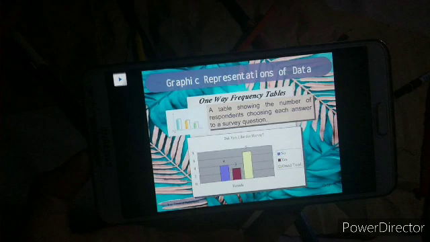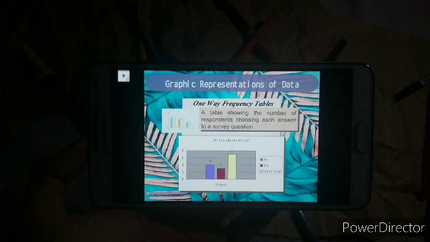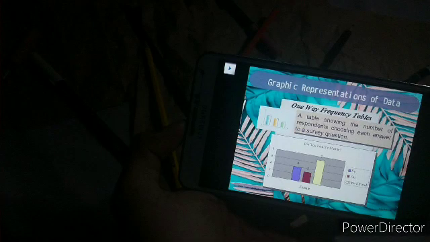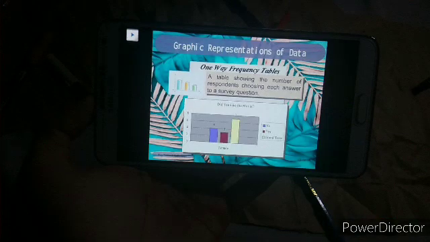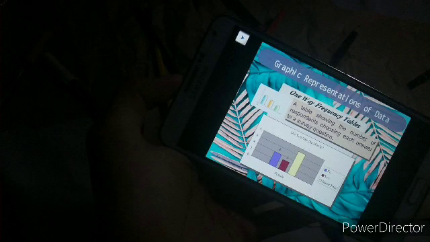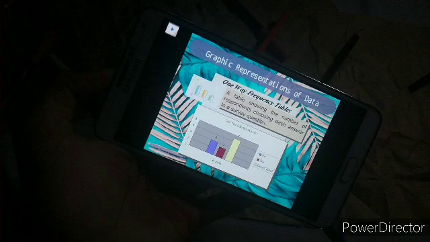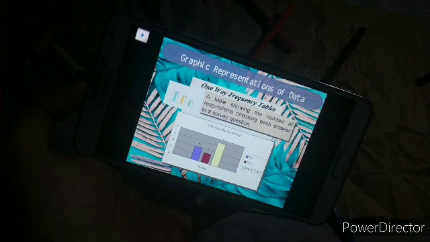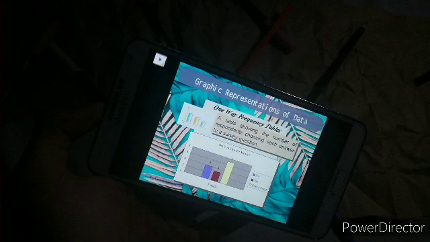So now let's go for the graphic representation of the data. The first one is the one-way frequency table. It is a table showing the number of respondents choosing each answer to a survey. For example, in a demographic survey, females who like a specific movie. The question is, did you like the movie? The illustration here represents the result.